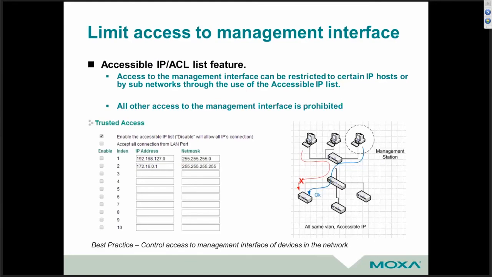Limiting access to the management interface. So the concept of an accessible IP list or a trusted access list. We've got this accessible IP, which acts like an access control list. So it really limits the access to the switch itself to a subnet that you define or a management set of workstations, for example. So all other access to the management interface is denied.